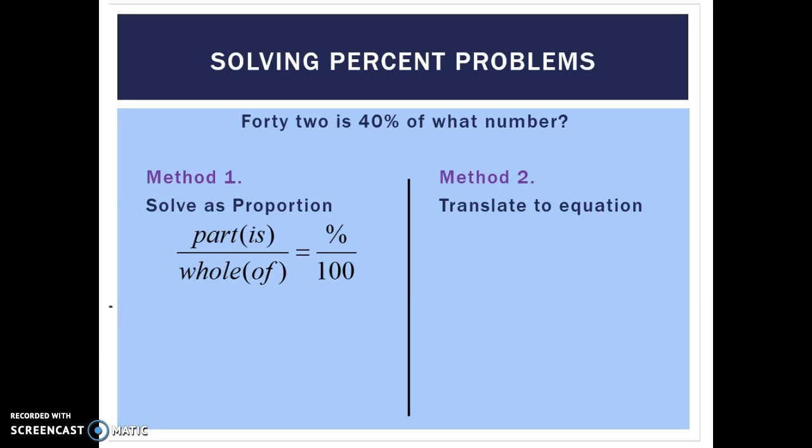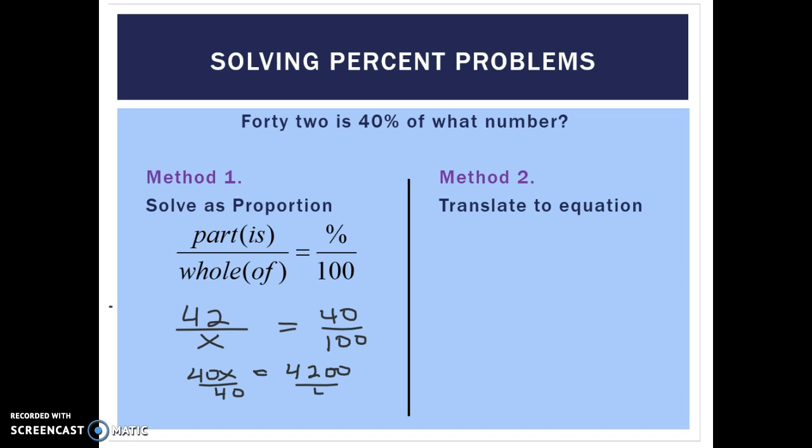Okay, let's look at one last example. This time it's 42 is 40% of what number? So again, as a proportion, 42 is 40%. 40%, percents always go over 100. So 40 over 100, and what number is that? So what is our x? And now when we cross multiply, 40 times x, we have 40x. 42 times 100, we have 4,200.